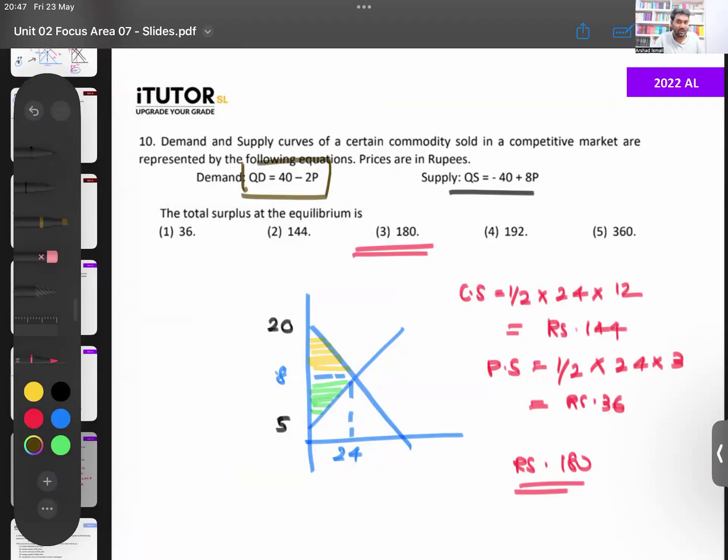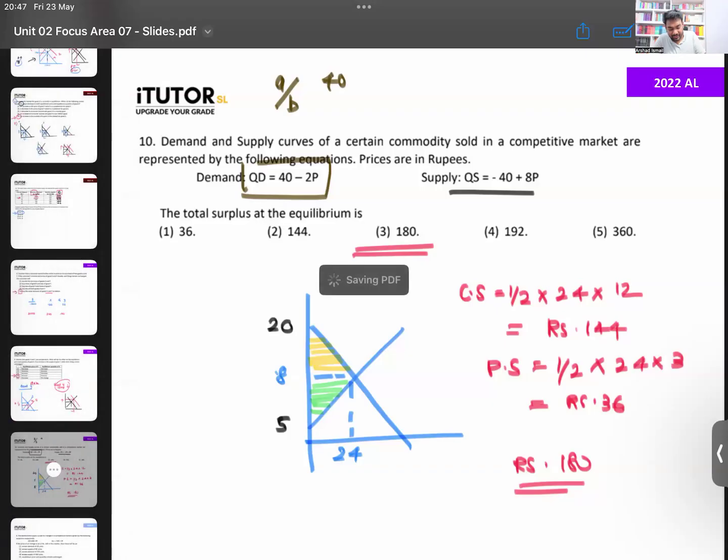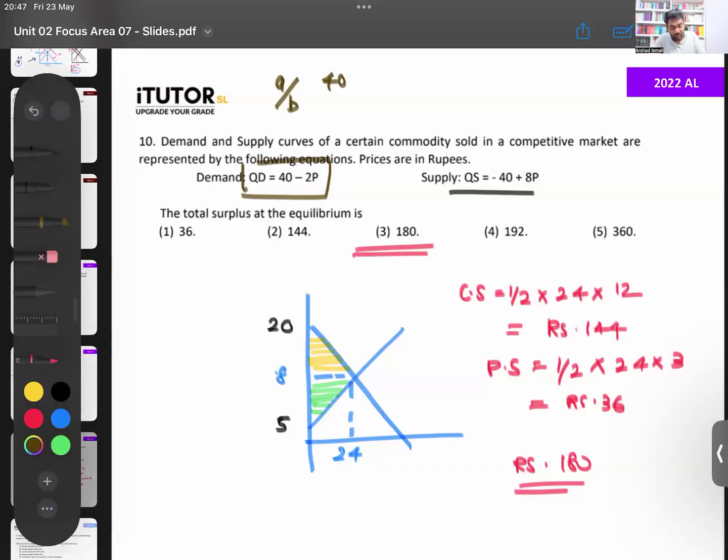Instead of taking the whole demand equation and putting 0 for QD and doing all of that to find maximum demand price, there's a shortcut. The shortcut is, Lamai, you take your A component divided by your B component. Use that for MCQs. A divided by B. So A component is 40, B is 2. 40 divided by 2, you get 20. Please don't use that for paper 2.